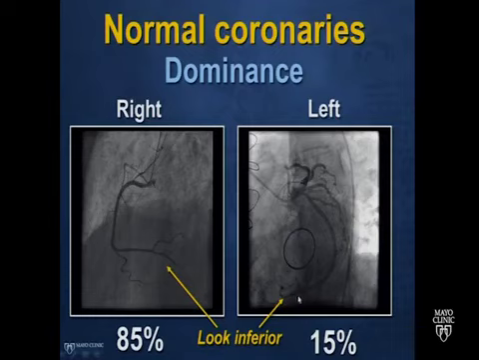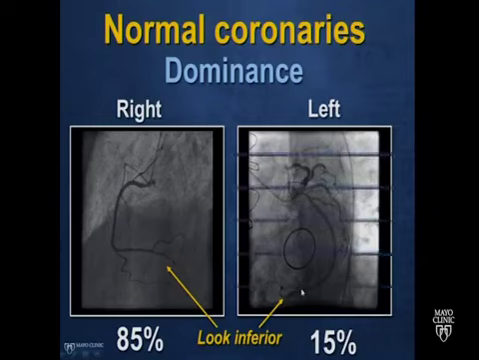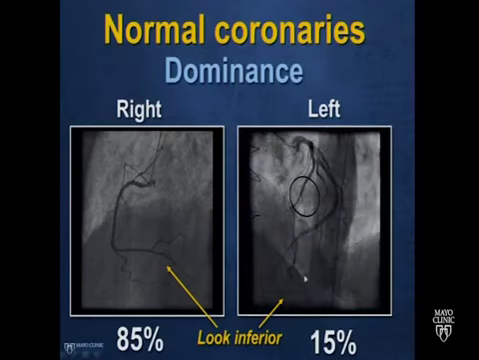And the easiest way to see this is in the LAO view, but you can also see this caudal-cranial, because remember in this projection here, this is always going to be the inferior wall. This is the caudal projection here, and if I go cranial, that still is the inferior wall. So you can see here, this is a left circumflex coming down here, supplying that inferior wall. That's a left dominant PDA.